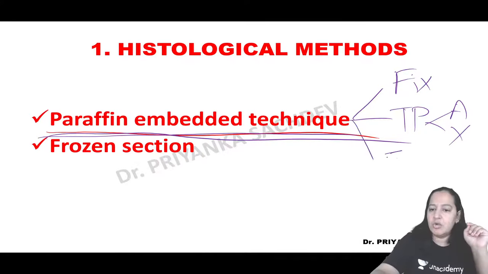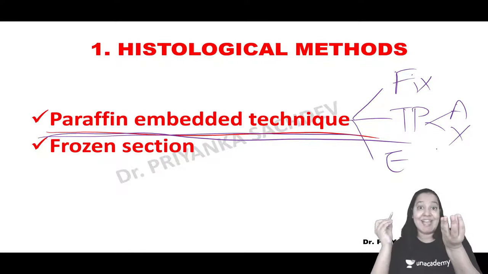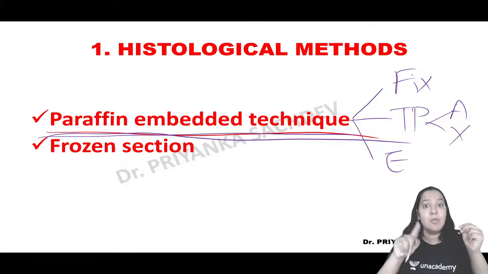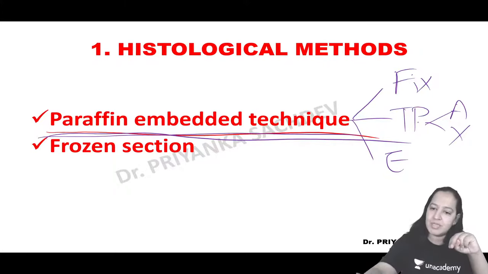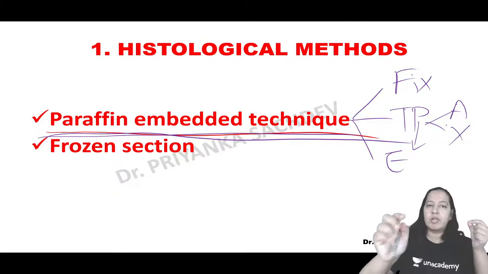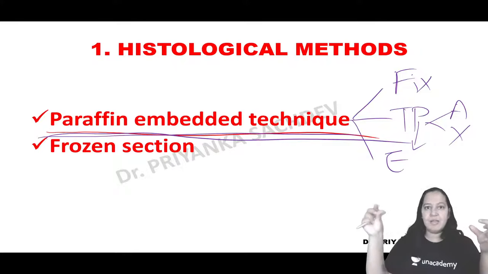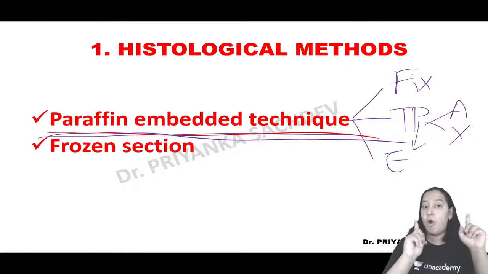After the tissue processor, you do embedding. In embedding, you take the cassettes. Cassettes are metallic or plastic. You fill them with molten wax. So molten wax is the medium for cutting. And you put your tissue in that. After tissue processing, you will put it in, so the tissue will sink at the bottom. You will freeze it and you will take the block out. That is known as paraffin block formation.